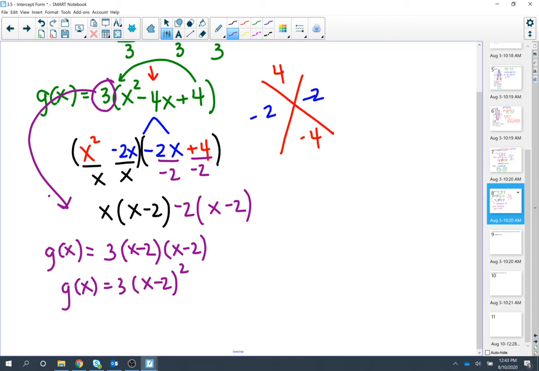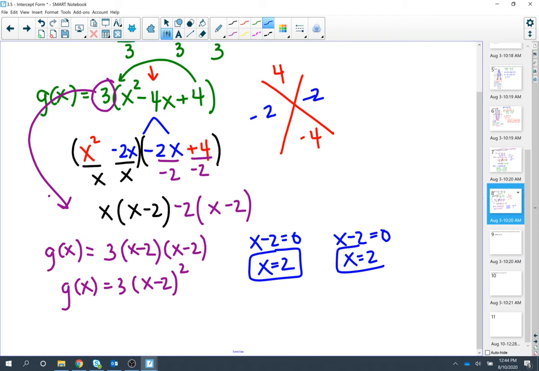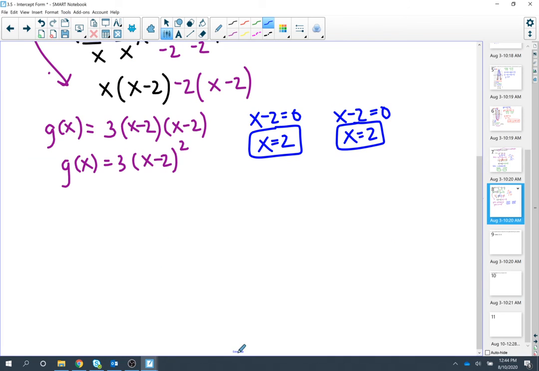But for the sake of finding the zeros, I just want the p and the q. Well, the p's right here and the q's right here. Do you notice they're going to be the same thing? So we would do x minus 2 equals 0, x minus 2 equals 0, add the 2, x equals 2, which means this guy only has one x-intercept. Okay, well, does that make sense?